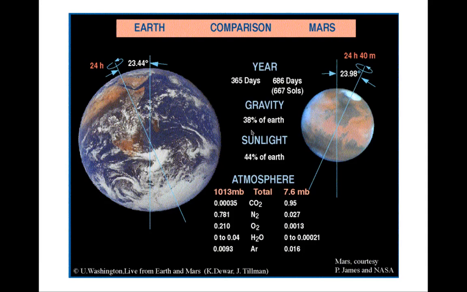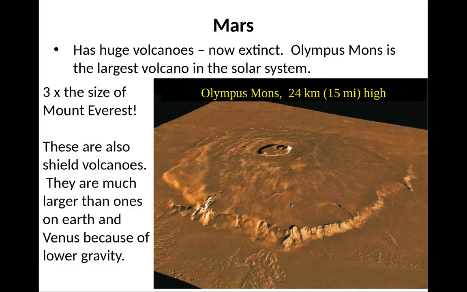Okay, the gravity is about 38% of Earth's. The atmosphere is substantially smaller, right? And the makeup is different too. Most of the Earth's atmosphere is nitrogen and oxygen. Most of the Martian atmosphere is actually carbon dioxide. Right.